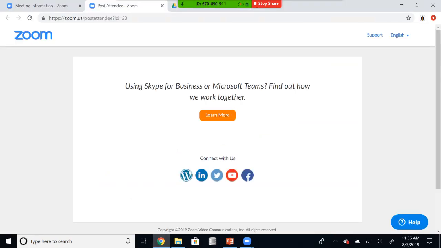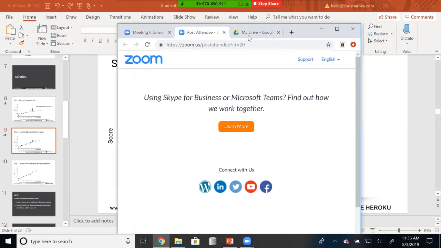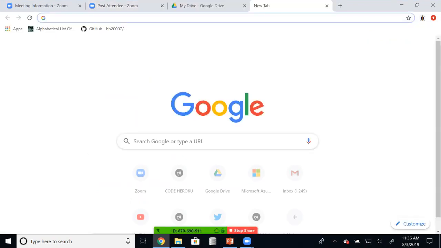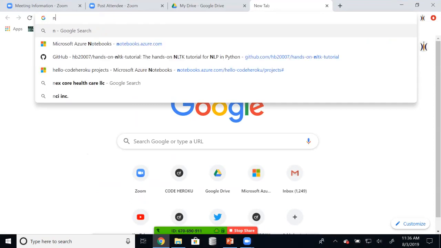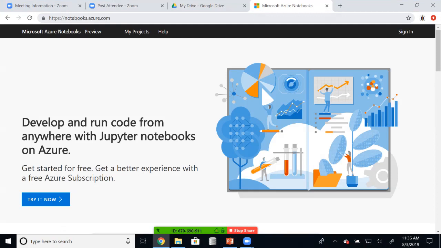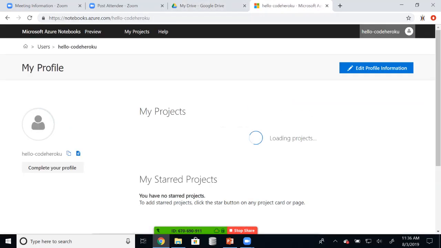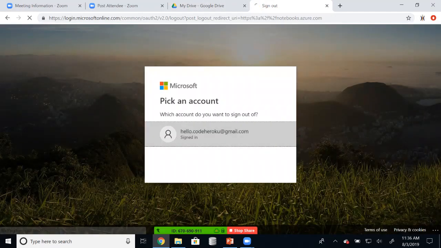All right. So let's go to your Jupyter notebooks. Open your notebooks.azure.com, and let's go ahead and write the code for the gradient descent algorithm. Make sure that if you are signed in, you sign out and sign in again so that it doesn't give you any problems. Over here, it signed me in automatically, but I don't trust it. That's why I'm going to sign out and sign in again.